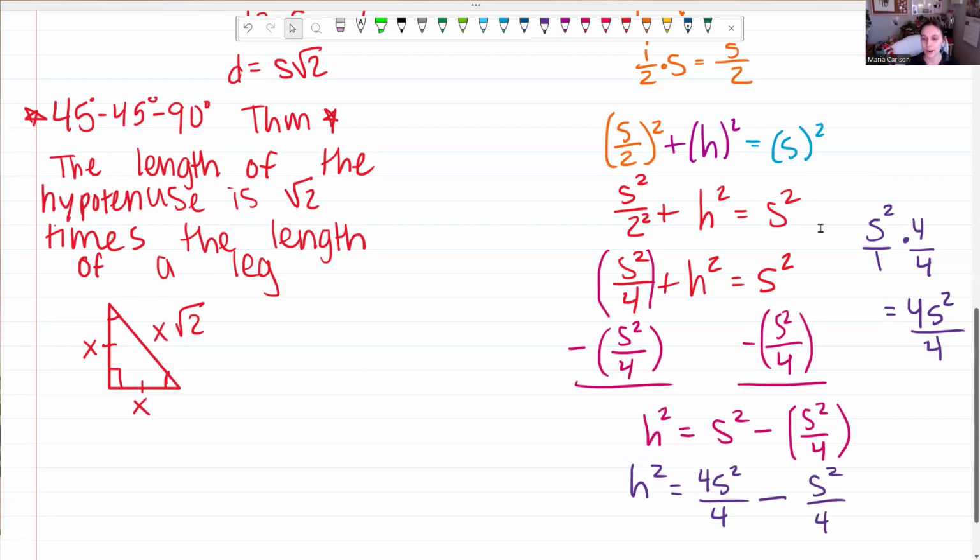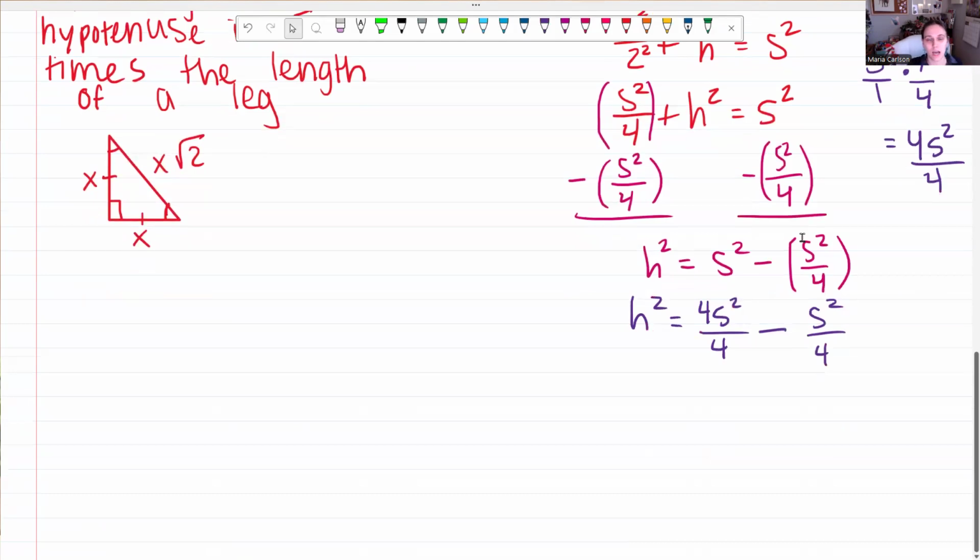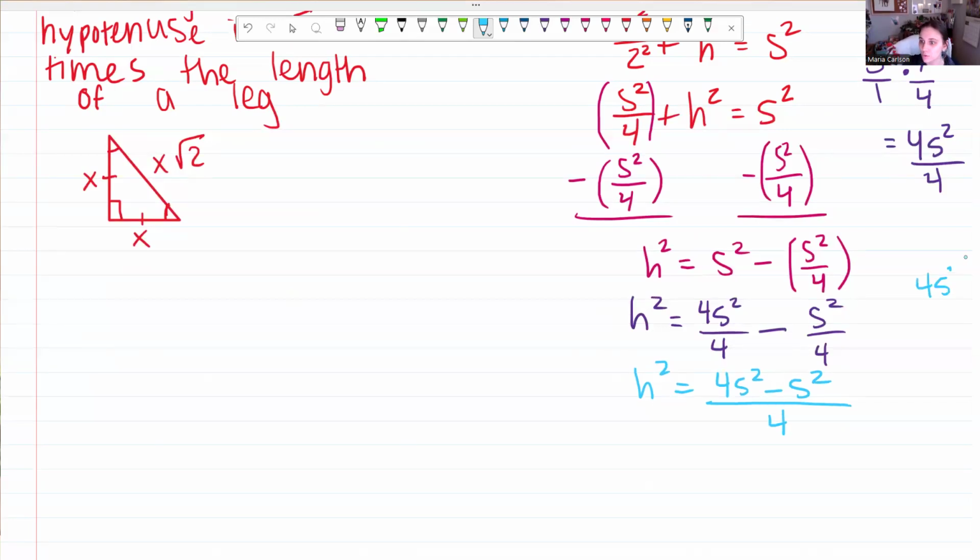So I know I did it right because I see the same denominator. Now I'm just subtracting the numerators. So h squared is really equal to 4s squared minus s squared all over 4. So I'm just subtracting, and 4s squared minus 1s squared is 3s squared overall. So I'm going to rewrite this. H squared is equal to 3s squared divided by 4.